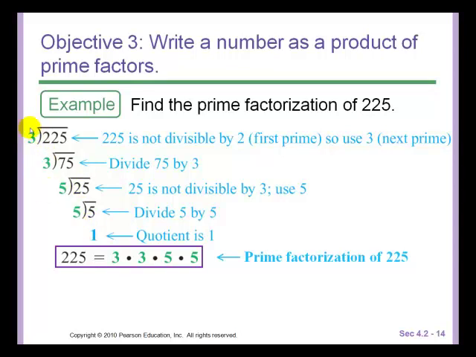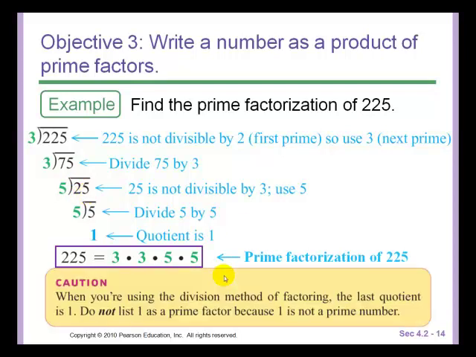Also, there's a quick shortcut to see if a number is divisible by 3. Add up the digits. 2 plus 2 plus 5 adds up to 9. Since you can divide 9 by 3, I know I can divide this by 3. Likewise, 7 plus 5 is 12. I know I can divide 12 by 3, therefore I can divide 75 by 3. Whereas if we get to 25, 2 plus 5 is 7. I can't divide 7 by 3, therefore I can't divide 25 by 3. That is a very quick shortcut to determine if a number is divisible by 3.